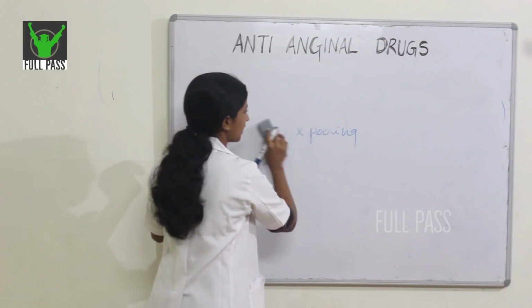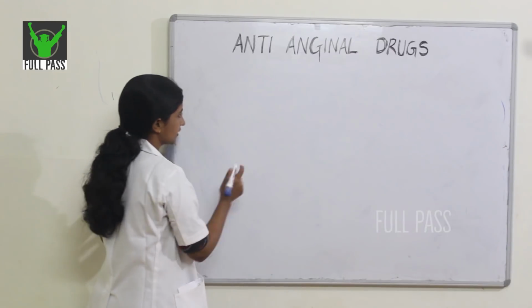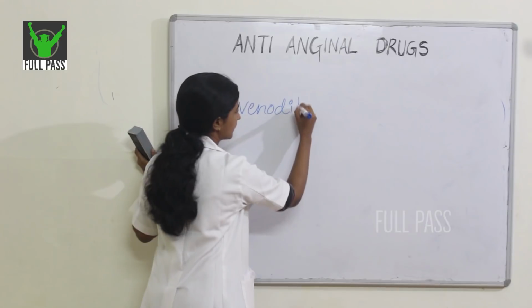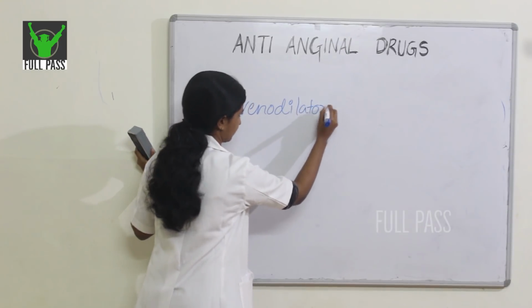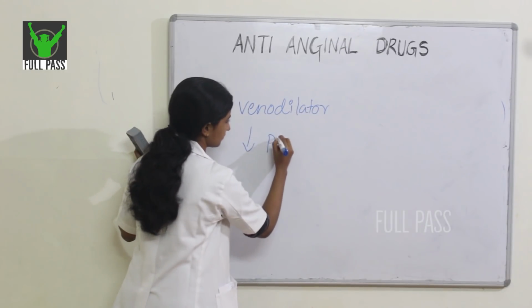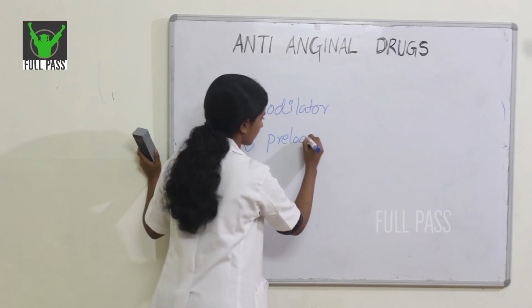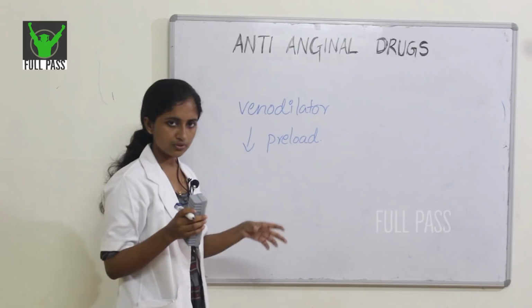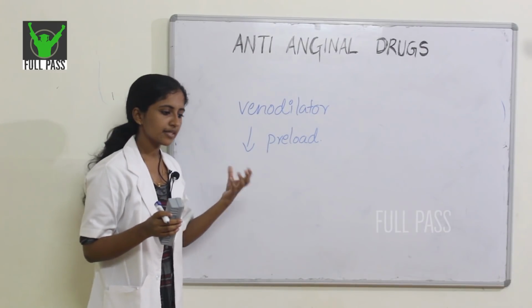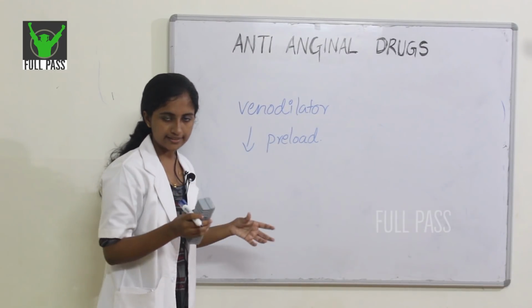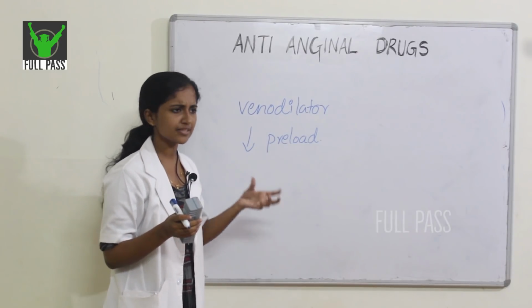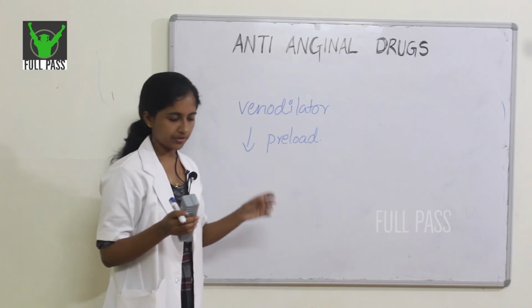So that is how the nitrates act. It is mainly a venodilator and it decreases the preload. And it has some action on arterioles also. So it can bring about arteriolar dilatation and hence it can bring a decrease in total peripheral resistance, but it is not that important.